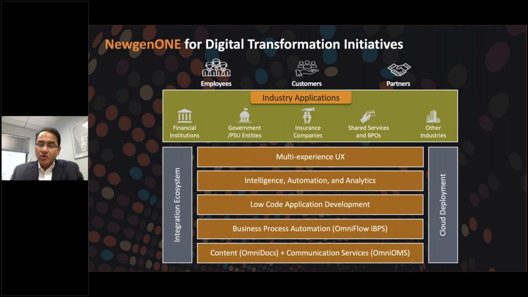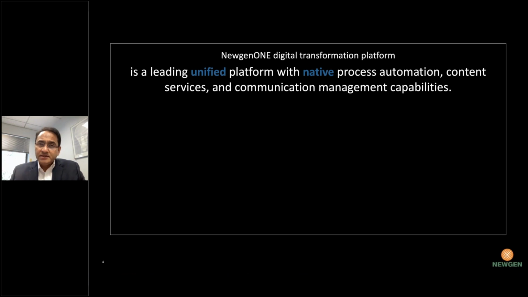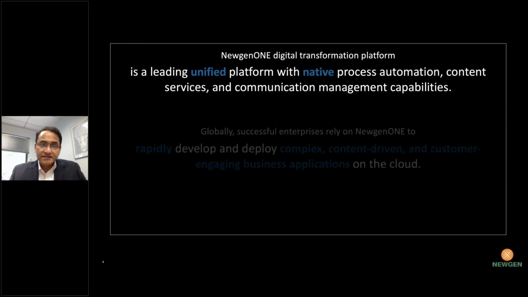So if you see this Newgen One digital transformation platform, there are a couple of things which stand out. One is obviously the unification. The platform that you need for the modernization, whether we want to call it modernization or the modern content services or the digital transformation, it needs to combine three essential pillars of the business processes: the content, certainly, the processes, and the communication through which you engage with all your stakeholders, customers, partners, and employees.